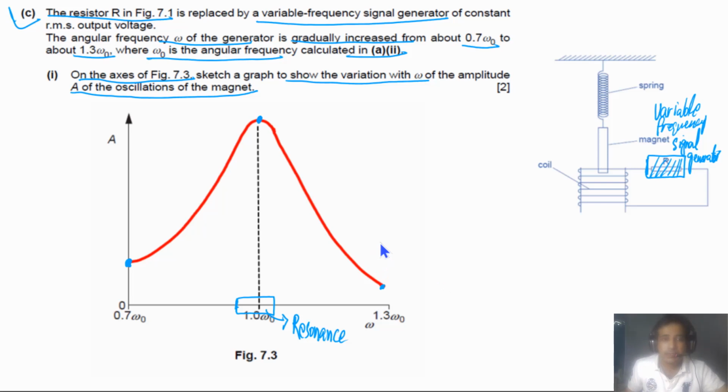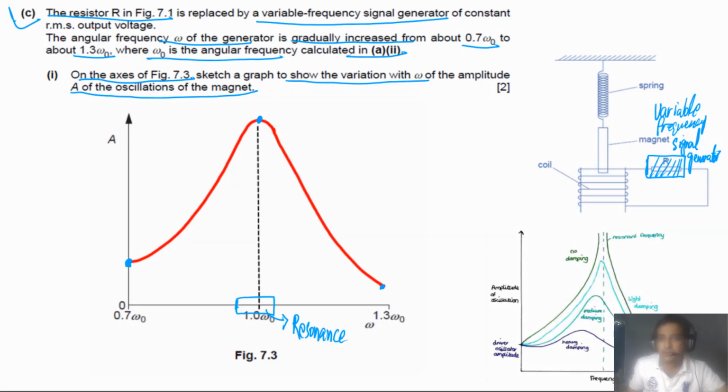Let's try to understand a little bit more about this one. Here sometimes they will ask you to sketch curves like this. So this is when there is no damping. You can see the amplitude is infinite, meaning the amplitude goes on increasing if there are no resistive forces or no damping. In this case, the amplitude has a certain value because this is not in a vacuum. There is air, so there are some resistive forces, so it has light damping.